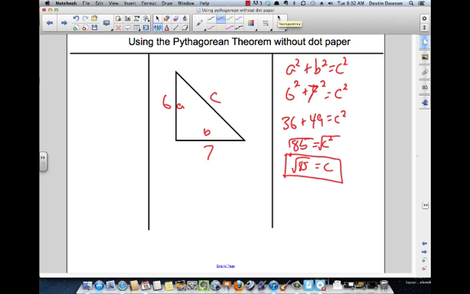All right, time for your joke. Why was the math book sad? Because it had so many problems.